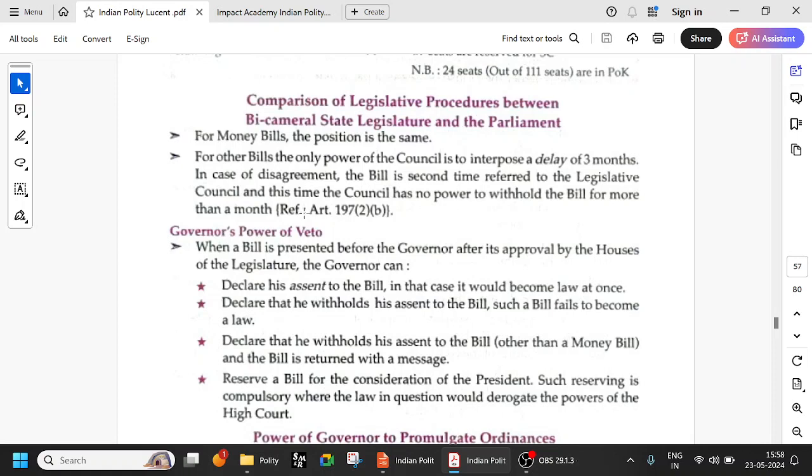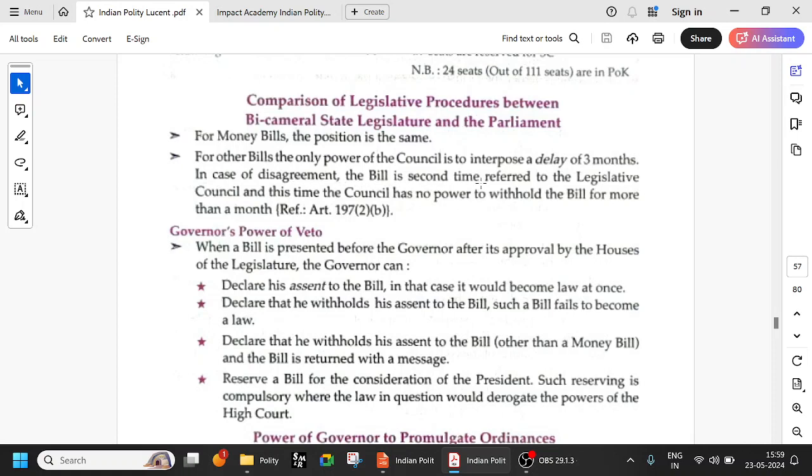In the case of Rajya Sabha, we have seen, for example, for money bills, they can only review the bill for 14 days. After that, it is deemed to be passed whether the Rajya Sabha passes it or not. But in the case of other bills, the council can have a delay of 3 months. Once it is passed in the assembly and sent to the council, they can delay for 3 months, and after that they can send the bill back.